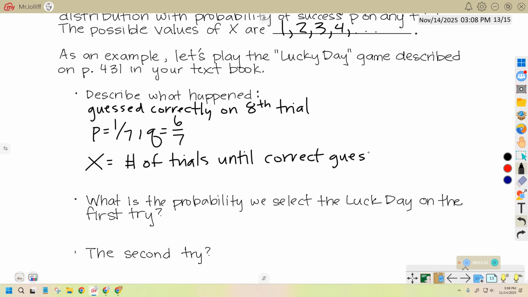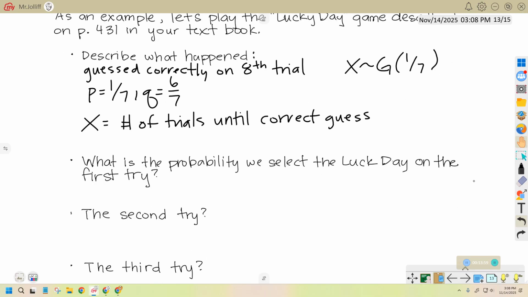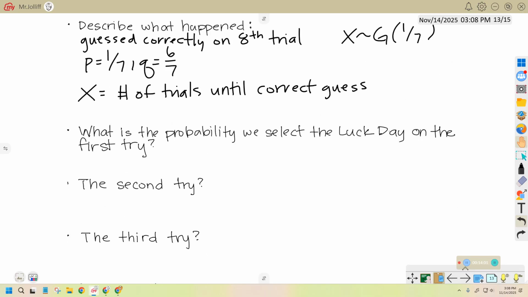Meaning this checks all the boxes of a geometric distribution. So X is geometric. And geometric doesn't have a number of trials. It only cares about probability of success. And we're going to talk about how to calculate probability. So we're going to do some thought experiments based on our lucky day game.